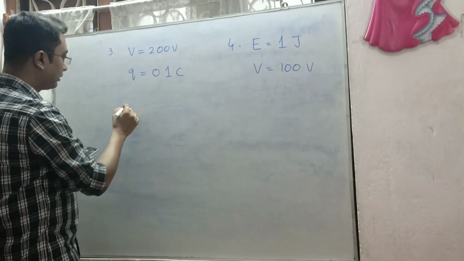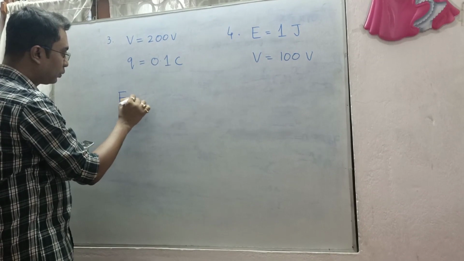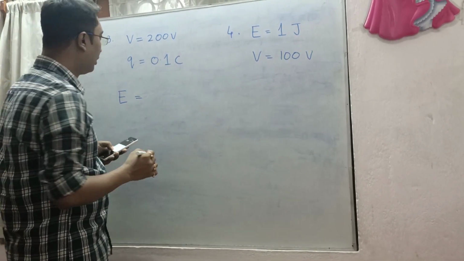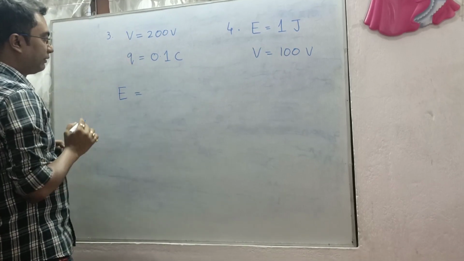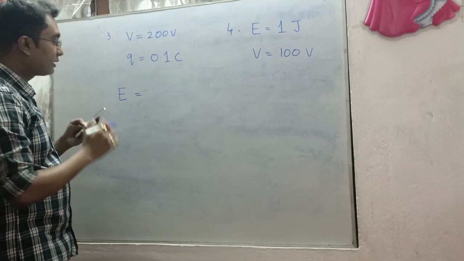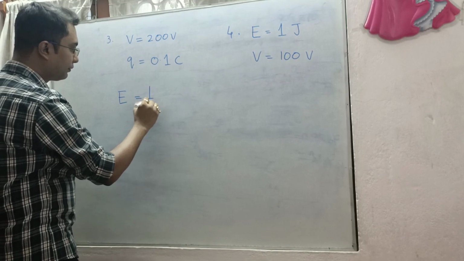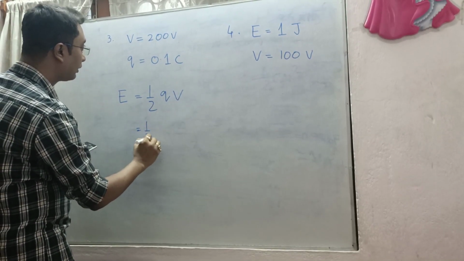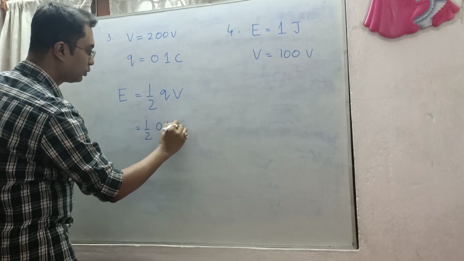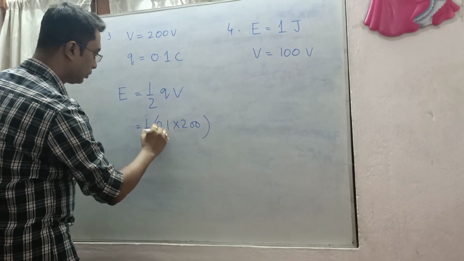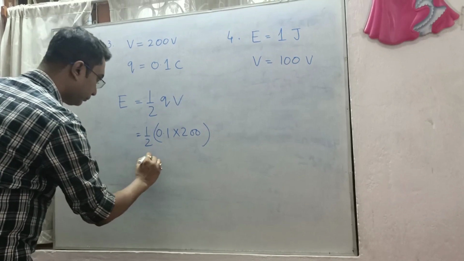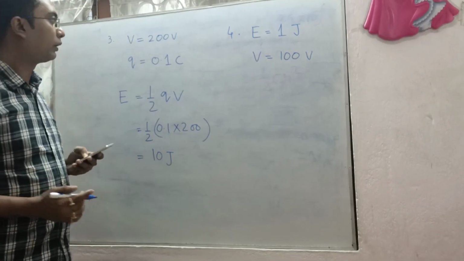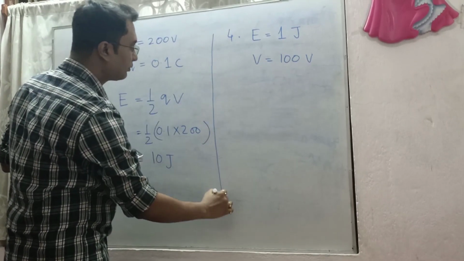So we have to calculate the energy stored inside the capacitor while charging it through a charge of 0.1 coulomb. Now here V and Q are given, so we have to write down the expression in terms of Q and V. So it is half Q into V. So it is half, Q is 0.1, into 200. So that is equal to 10 joule. It's very simple.